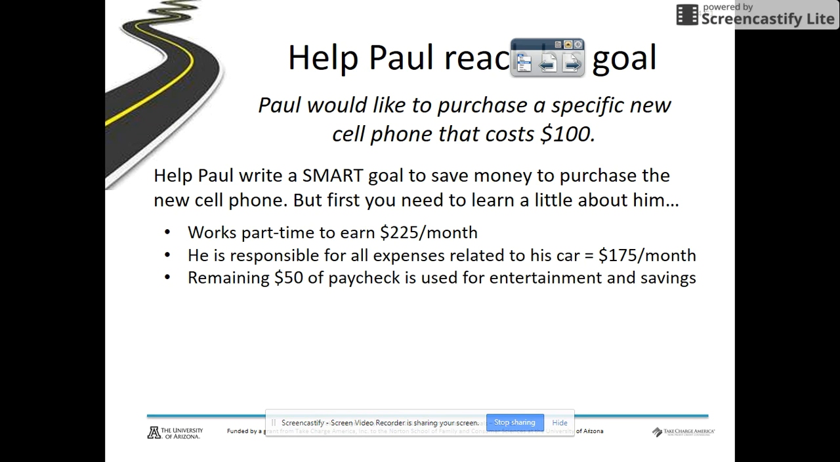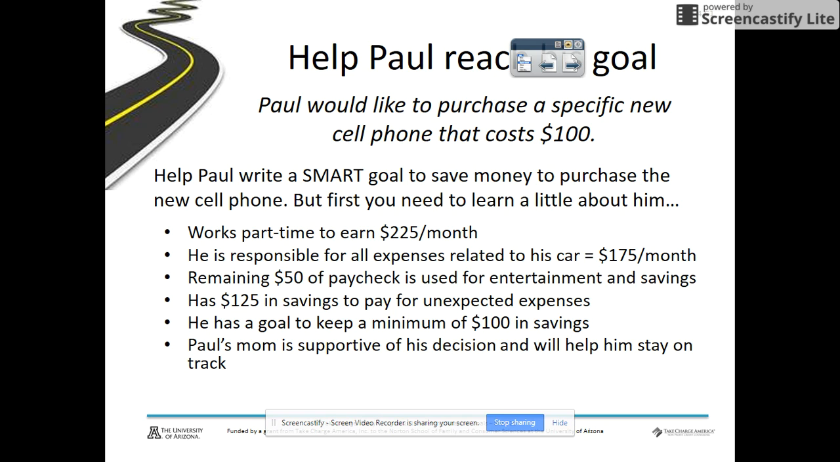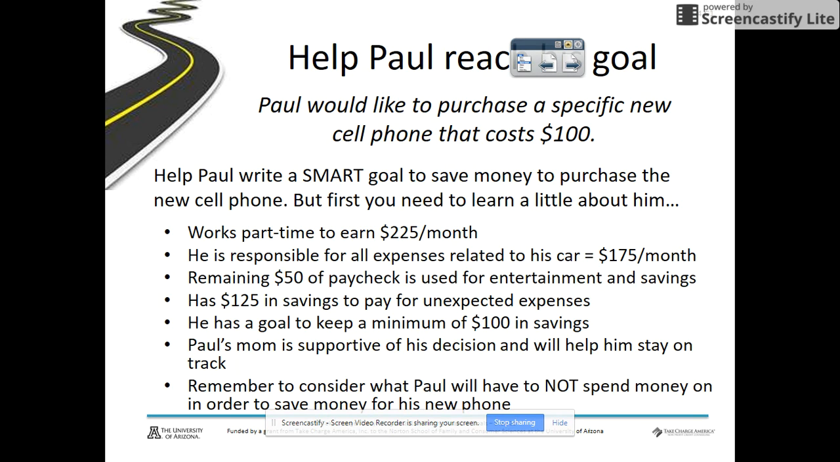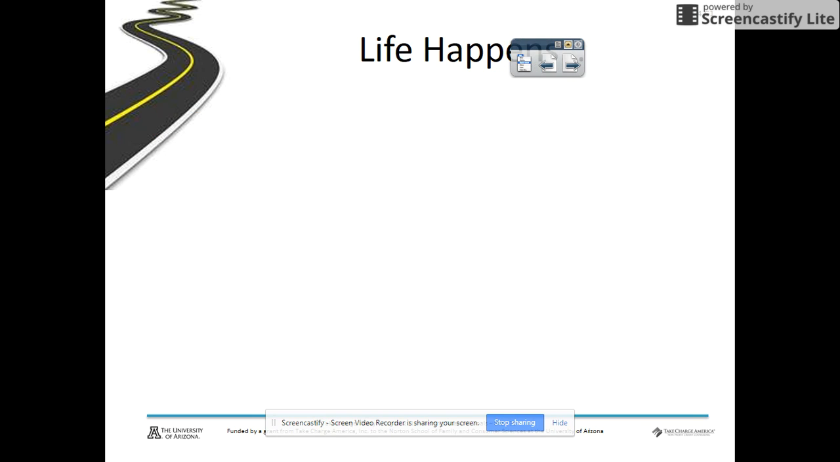The remaining $50 of his paycheck is used for entertainment and savings. He has $125 in savings to pay for unexpected expenses, and he has a goal to keep a minimum of $100 in his savings account. So he doesn't want to go below $100. Paul's mom is supportive of his decision and will help him stay on track. So that's how he's going to check. He's going to check in with his mom. Remember to consider what Paul will have to not spend money on in order to save money for his new phone. Okay? And make sure we have specific, measurable, attainable, realistic, time bound.